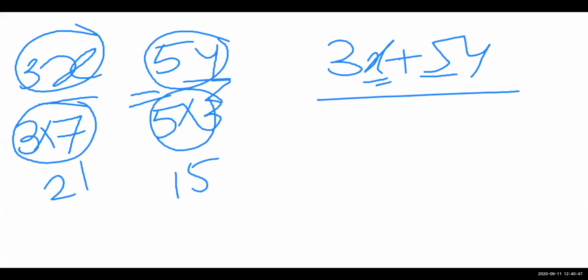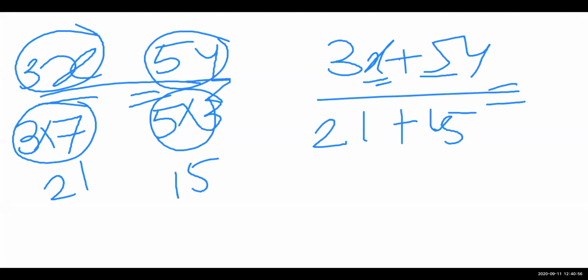Now numerator addition is there, 3x plus 5y. So add the denominators also, 21 plus 15. What will you get? 3x plus 5y upon, this answer is 36. Done.